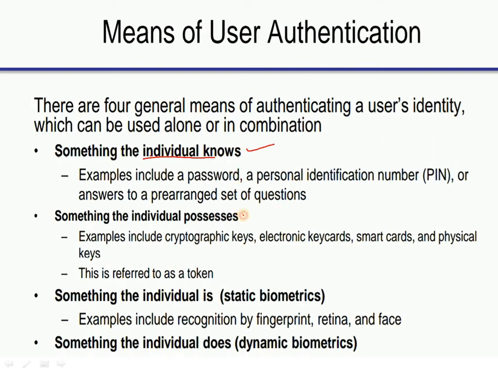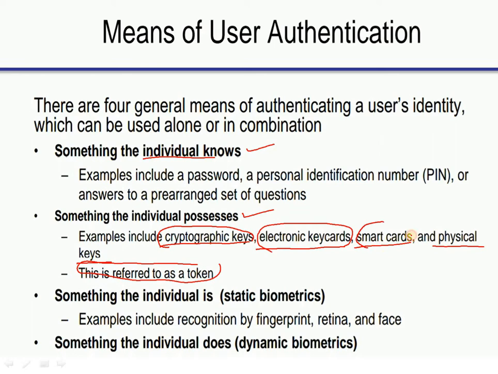Second is something the individual possesses. What does the individual possess? This includes cryptographic keys, an electronic key card, a smart card, and physical keys. These are referred to as a token. So all these things are referred to as tokens. This is what the individual possesses. Each individual will have cryptographic keys, an electronic key card, a smart card, and physical keys.